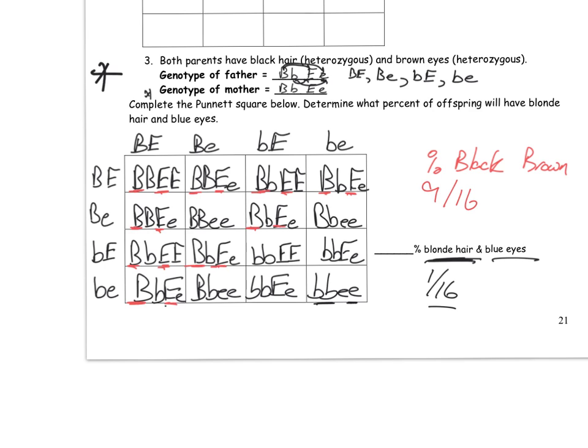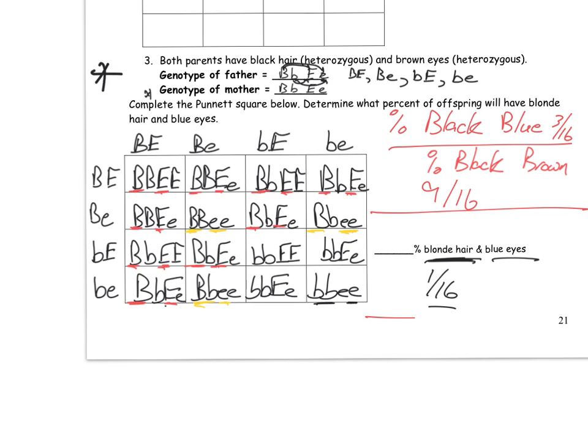How many of these, then, might you expect are going to have black hair with blue eyes? Here's black hair and here's blue eyes, only two E's. Here's black hair and blue eyes. Here's black hair and blue eyes here. So you only have three that have black hair and blue eyes. So what percent or ratio of your population are going to have black hair with blue eyes? Here you're going to have 3 out of 16. Only 1 out of 16 is blonde and blue-eyed.